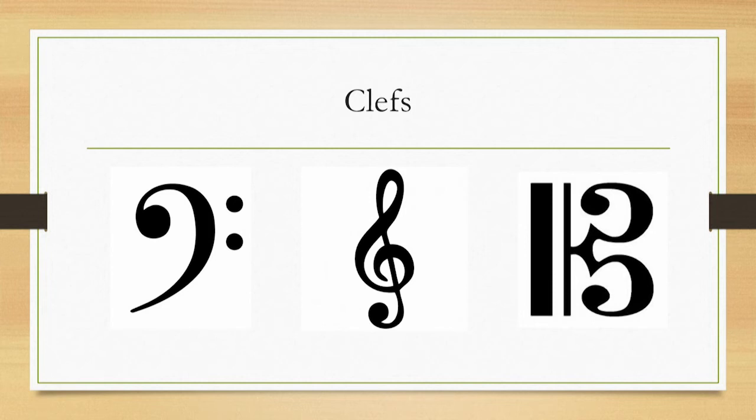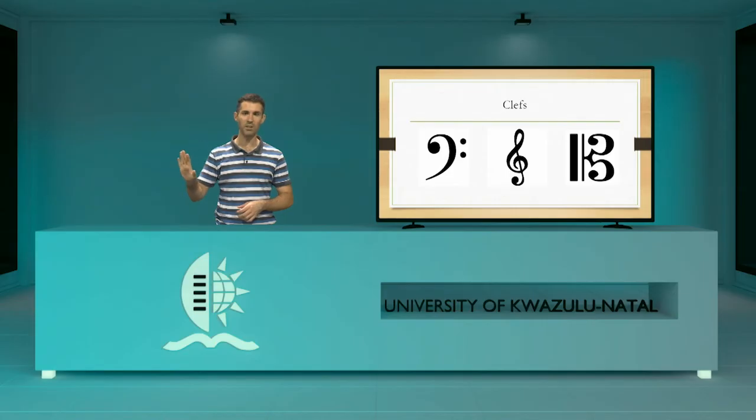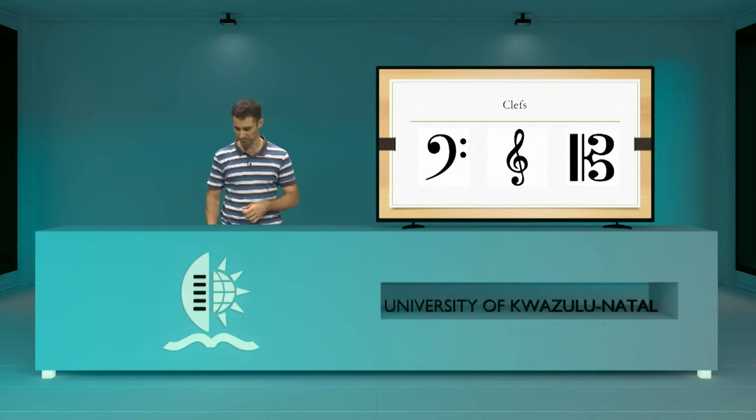These are the 3 clefs that we use most often, and in fact the ones that we are going to learn to use in this course are the first 2. The first one is called the bass clef, the second one is called the treble clef, and the one on the far right hand side is called a C clef. We're not going to be learning about that clef in this particular class because we don't use it so much in notational devices for what you'll be doing in class.